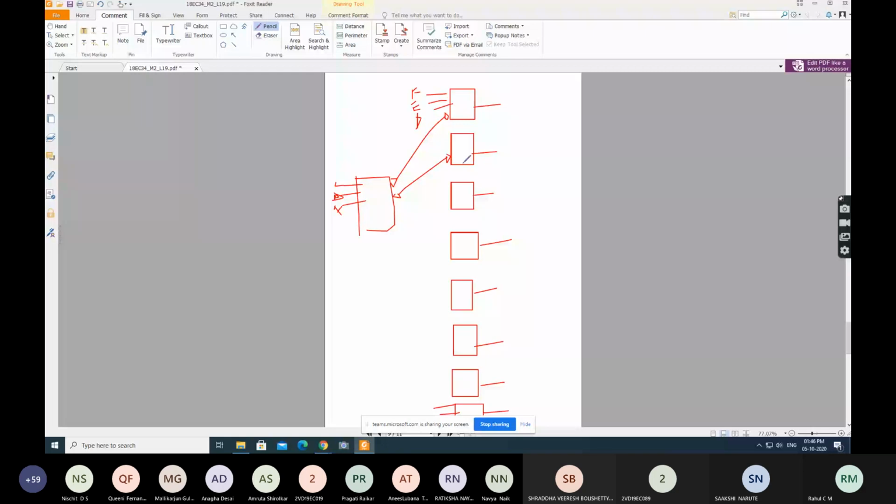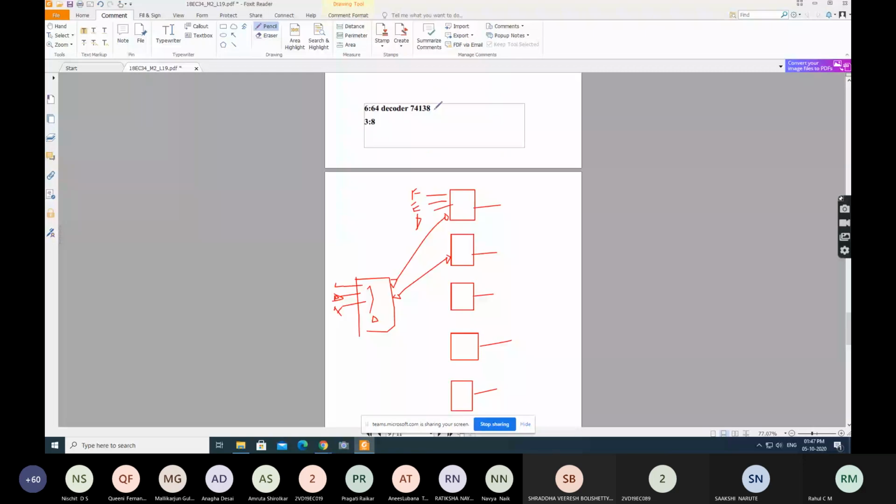Good. Is there any compulsion that I have to use only 74138 here? My next question: is it compulsory to use 74138? Yes, it is, because of what is mentioned here. What has he given here? Implement using only 74138. So I have to use only 74138.